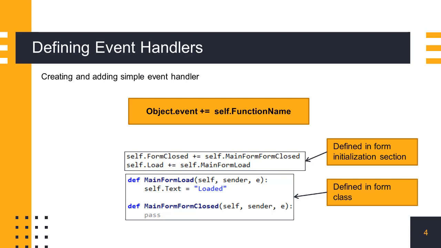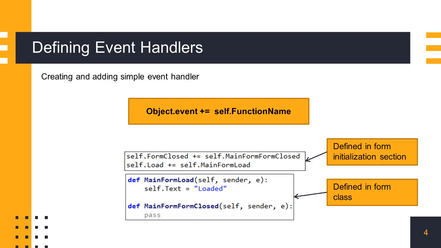Creating an event handler is a two-step process. First, we need to define the function which will process the event. This function has two specific arguments, sender and event args. These arguments are passed by the event handler to this function, and the type of arguments depends on the control or object which has raised the event. If the event is raised by the form class, then the argument sender will be a form object and event args E will be a form event object. Likewise, these arguments will vary as per the controls which raise the events.